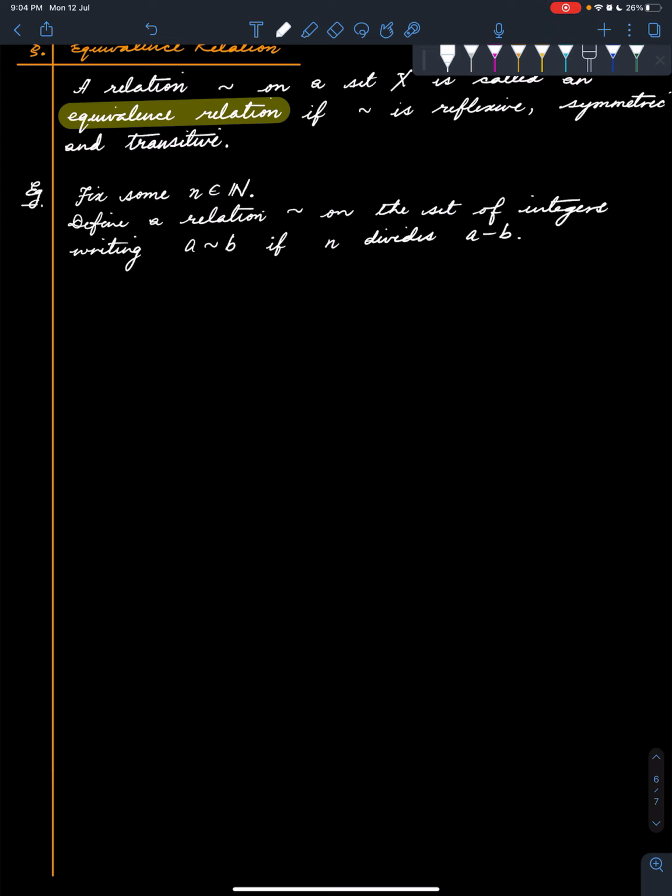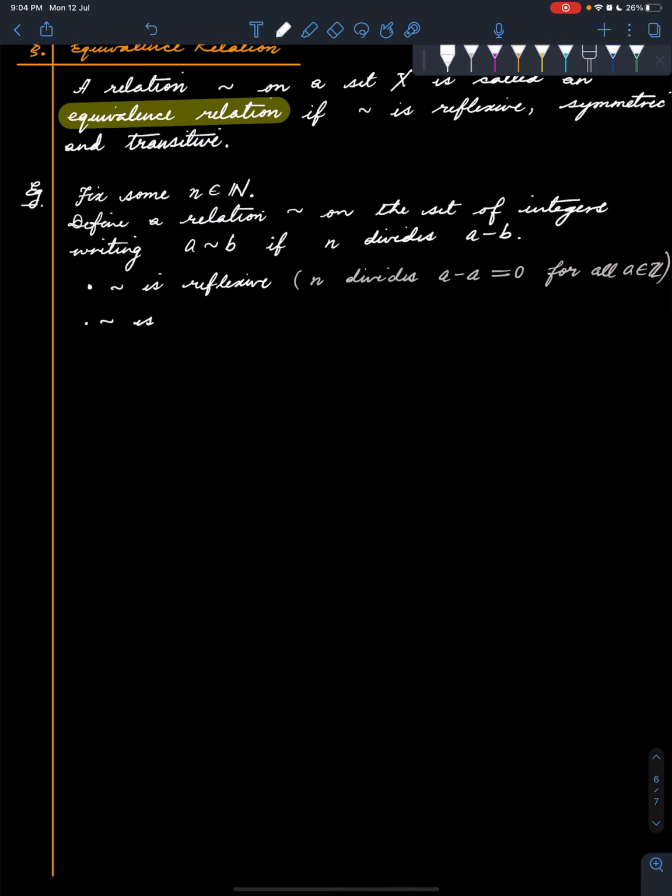So tilde is reflexive. What does this mean? This means that n divides a minus a, which is nothing but 0, for all integers. That's what this means. But this is true, of course, because every natural number divides 0. 0 is divisible by every natural number.